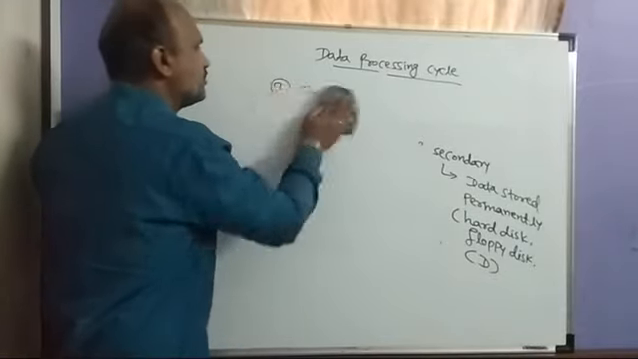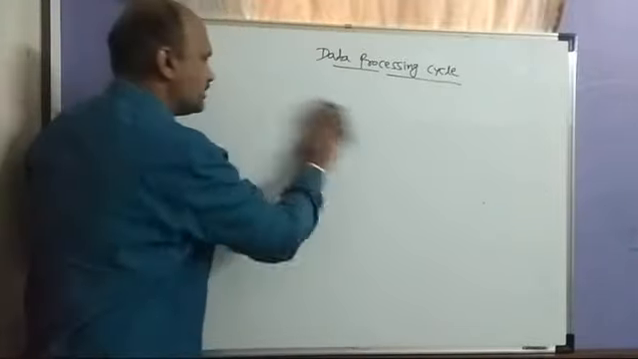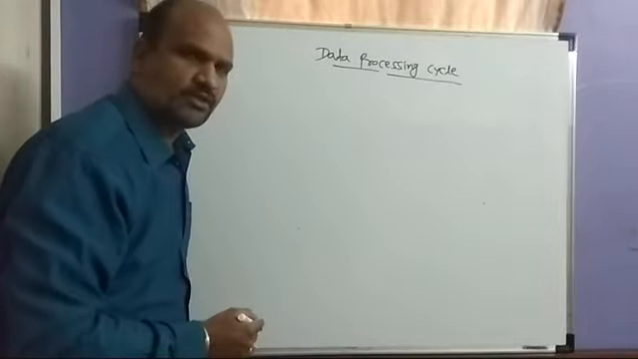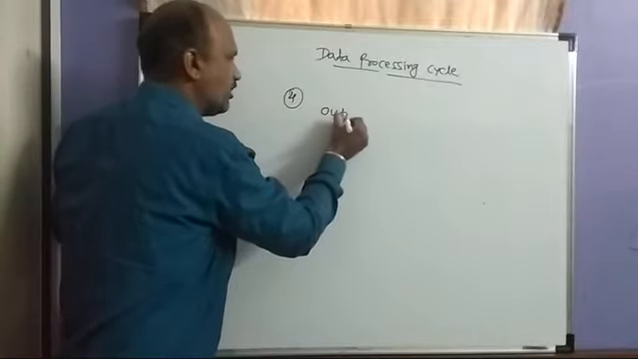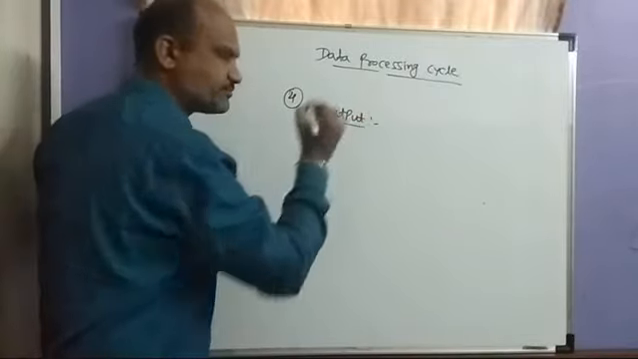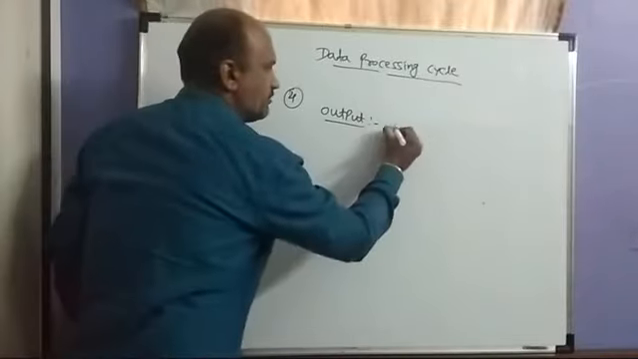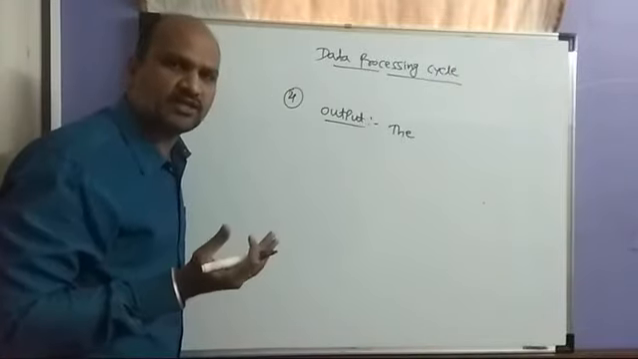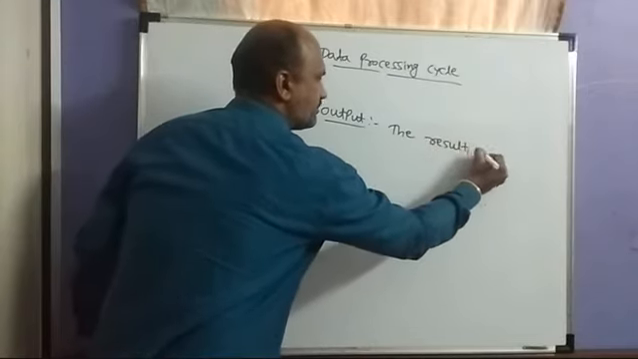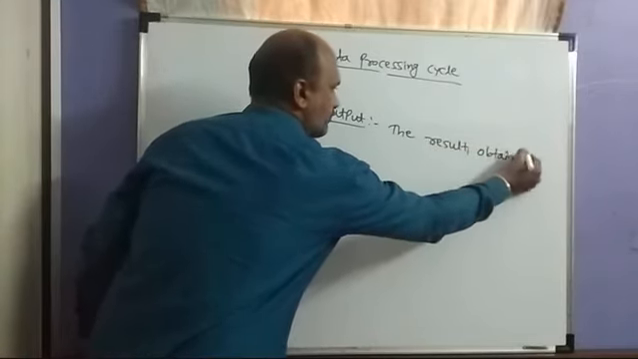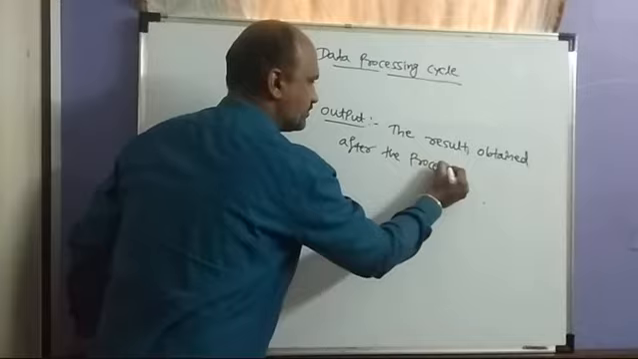Last, you should get the output based on the input you have given, that is the result you want, okay. So that is your output. The fourth one is the output, okay, the result obtained after the processing, because only after the processing should you get the result, okay. So the result obtained after the processing.